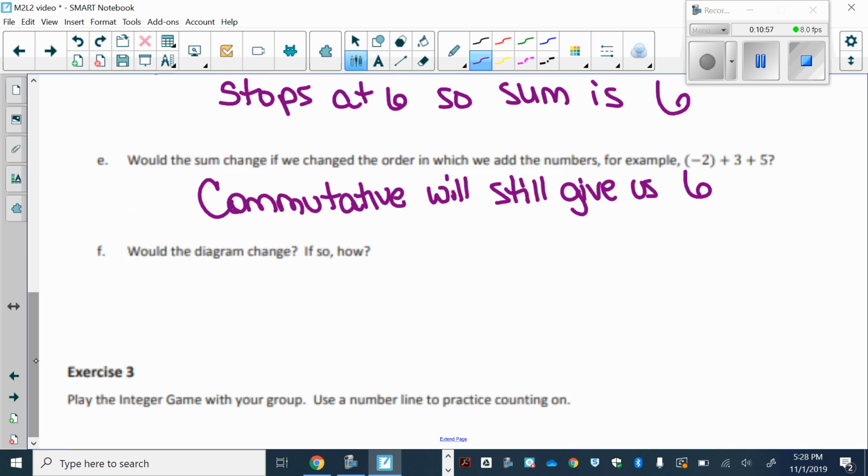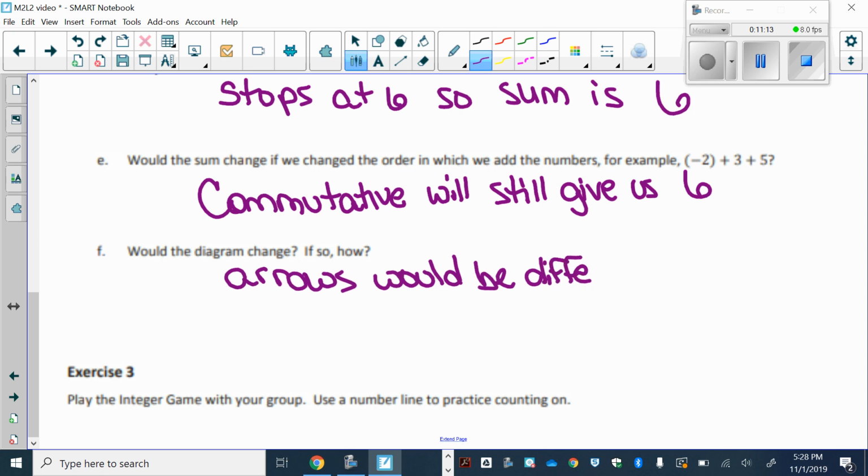Would the diagram change? Do you think it would look different? Would those arrows look different? Yes, they would. The arrows would be different. But what would be the same? But still land on 6 at the end.